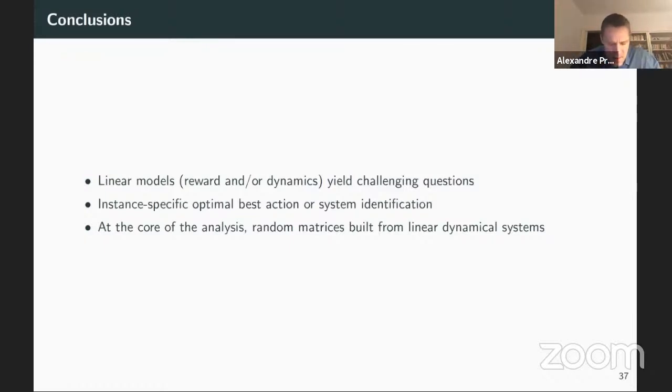There's a question from Devdutt Dubashi. Are there similar instance-specific lower and upper bounds for regret for linear bandits? No, let me think about it.